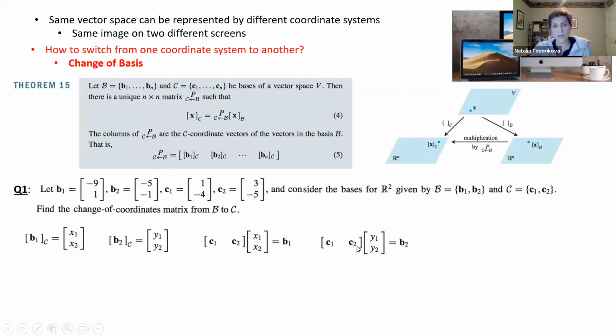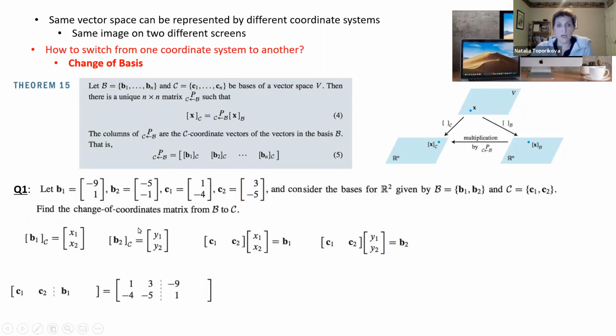y1, y2. And again, by the definition of the basis, it's just a linear combination of our vectors from coordinate system C. Again, we have a system of linear equations which we can solve. So let's just go ahead. It seems that as soon as we find these vectors, we just put them together and find the matrix. Let's start from the first system of linear equations. All we need to do is write down the augmented matrix, reduce it into echelon form, and we're all done.